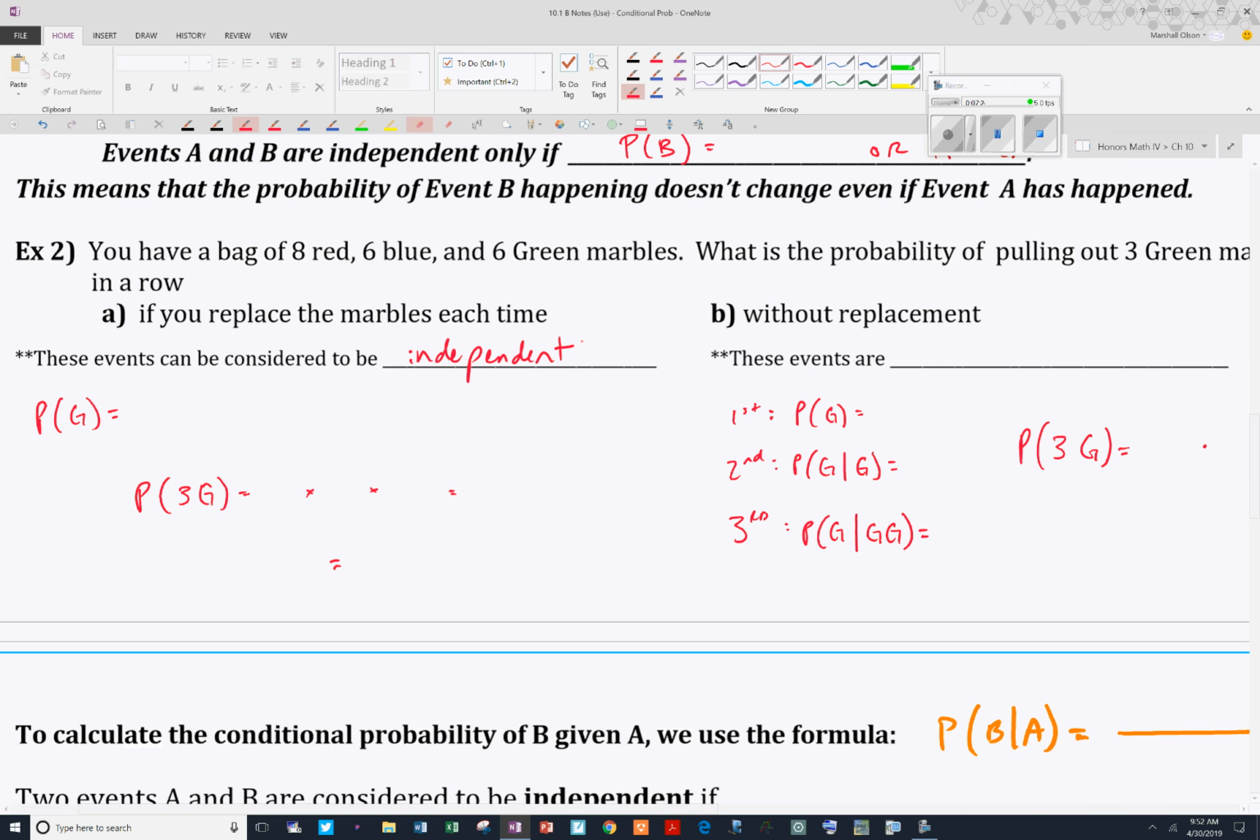What is the probability of getting a green? I think there's 20 total marbles, right? So what's the probability of getting a green? Yeah, 30%. I'm just going to say 6 out of 20. I'm going to leave it as an unsimplified fraction just to show where the numbers come from. There's 6 green marbles and there's 20 total marbles. So the probability of getting 3 greens in a row, these are independent. We just multiply them together. It'd be 6/20 cubed.